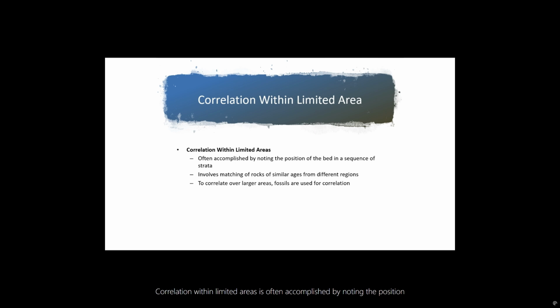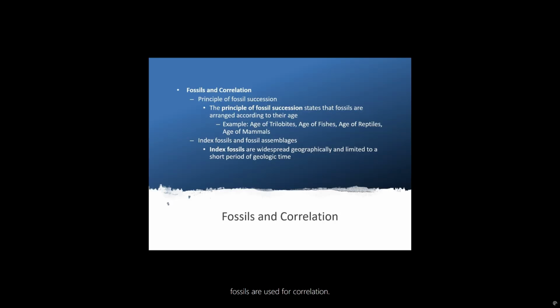Correlation within limited areas is often accomplished by noting the position of the bed in a sequence of strata and involves matching of rocks of similar ages from different regions. To correlate over large areas, fossils are used for correlation. The principle of fossil succession states that fossils are arranged according to their age. It is very similar to the principle of superposition, where we expect to find older fossils below younger fossils in an undisturbed sequence of rock.